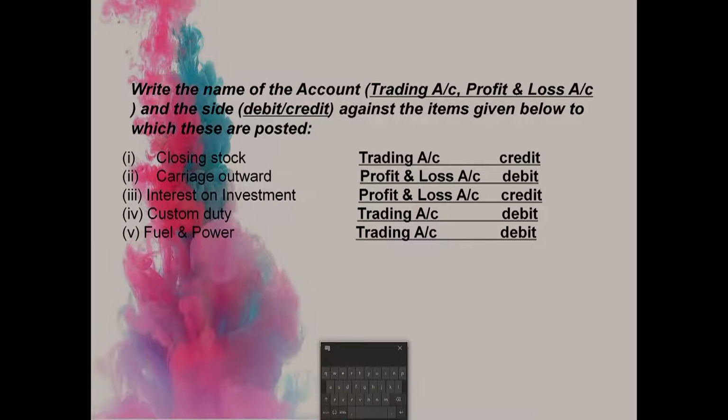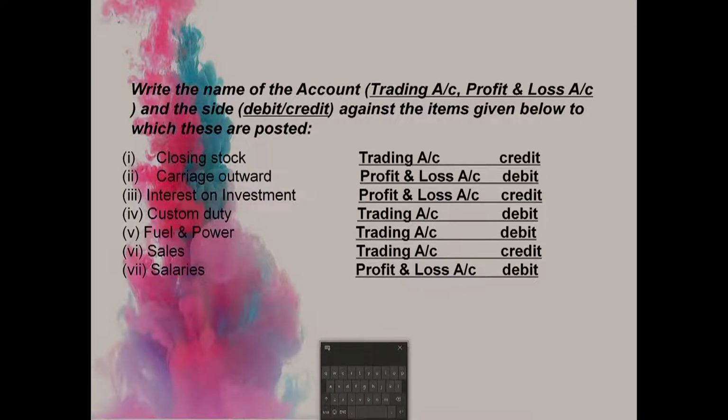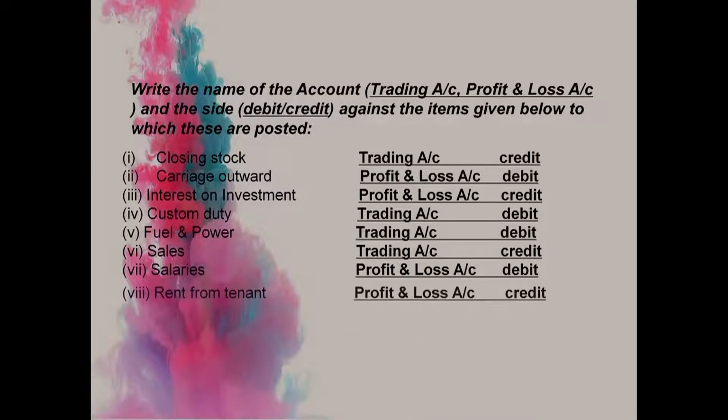Fuel and power, again in the trading account and on the debit side. Then the sales, again sales would be recorded in the trading account, and sales we record on the credit side. Next is salaries. Salaries is an item of revenue nature, so it will be recorded in the profit and loss account and on the debit side of it. Rent from a tenant is again in the profit and loss account, and because you are receiving the rent from a tenant, it will be on the credit side of the profit and loss account.